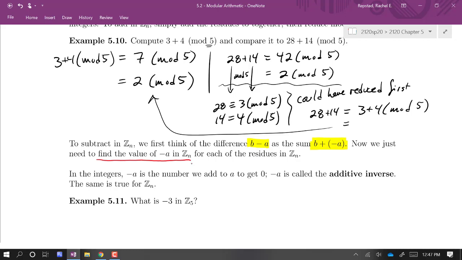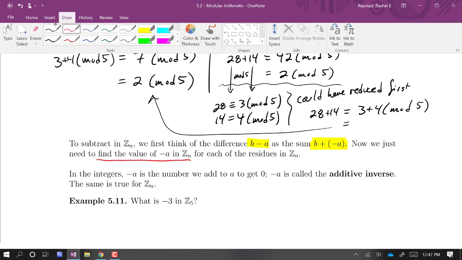The value of negative a should be the number that we add to a to get 0, right? A minus a is equal to 0. That's what defines negative a. And whatever negative a is, we call it the additive inverse of a.